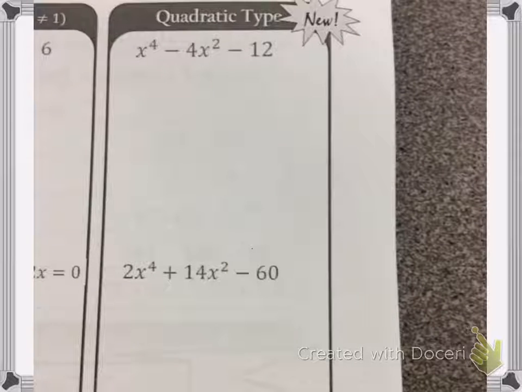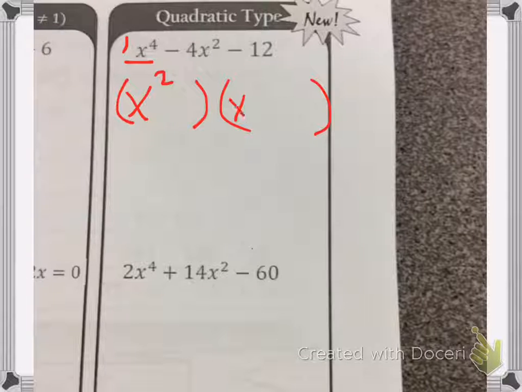So what do we do when we have a power of 4 here with the number 1 out in front? Well, we're going to separate this just the same way we did, but we're going to have to do x squared and x squared instead of x and x to get to the x to the 4th. We're still going to find numbers that will multiply to a negative 12 and add to negative 4.